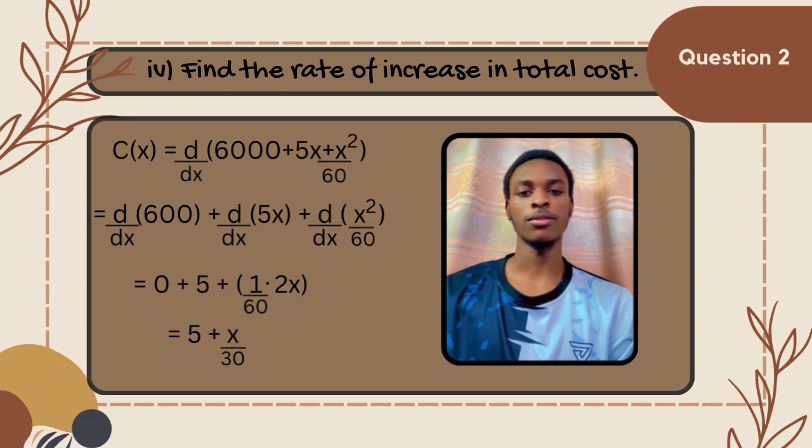In this slide, we are asked to find the rate of increase in total cost. To do so, we start with the cost function C(x) equal to 6,000 plus 5x plus x squared by 60. We then differentiate each term separately. The derivative of the constant term 6,000 is 0, the derivative of 5x is 5, and the derivative of x squared is 2x. Therefore, the rate of increase in total cost is 5 plus x by 30. This means that for each unit increase in x, the total cost increases by 5 plus x by 30.